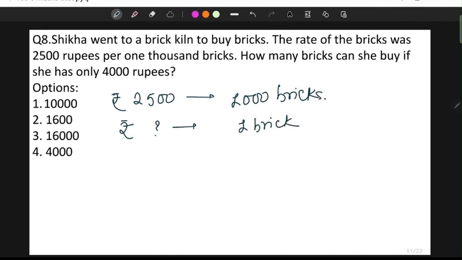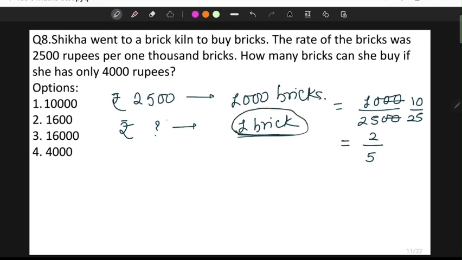The cost of 1000 bricks is 2500. Then what will be the cost of one brick? The cost of one brick will be 2500 upon 1000 rupees. Sorry, 2500 upon 1000 will be the cost of one brick. So what do I get here? This will give me 25 upon 10, and 10 upon 25 is nothing but 2 upon 5, since 5 2s are 10 and 5 5s are 25. So one brick can be bought for 2 by 5 rupees.